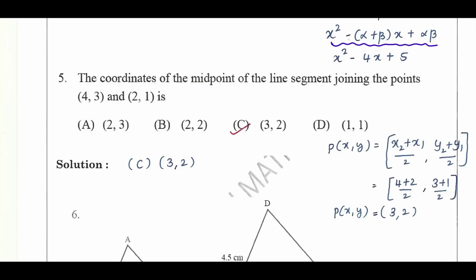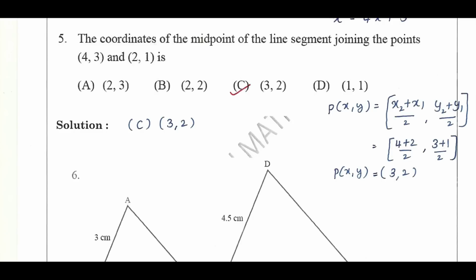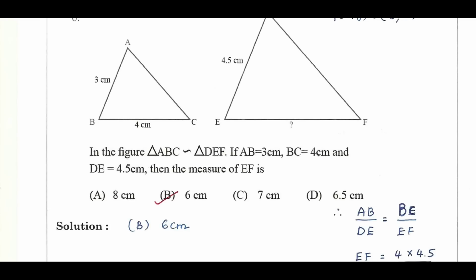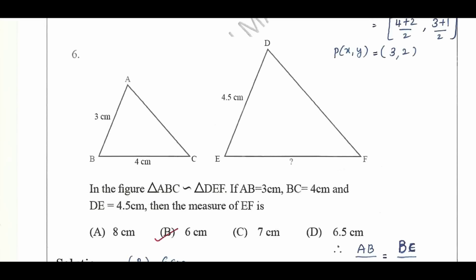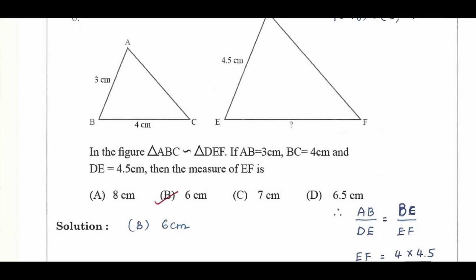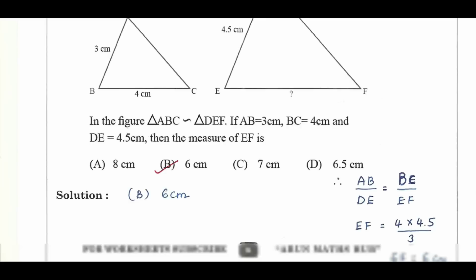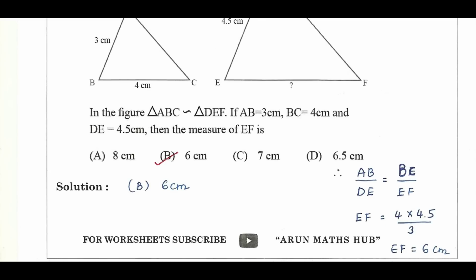The coordinates of the midpoint of the line segment joining the points (4, 3) and (2, 1) are ((x2 plus x1) by 2, (y2 plus y1) by 2), that is (4 plus 2) by 2 and (3 plus 1) by 2. What we get is (3, 2), that is option C is the correct answer. Sixth question: in the given figure, triangle ABC is similar to triangle DEF. If the triangles are similar, that means their corresponding sides will be in the same proportion. Using that, AB by DE equals BC by EF. So simplifying, we get EF as 6 cm, that is, the correct answer is option B, 6 cm.